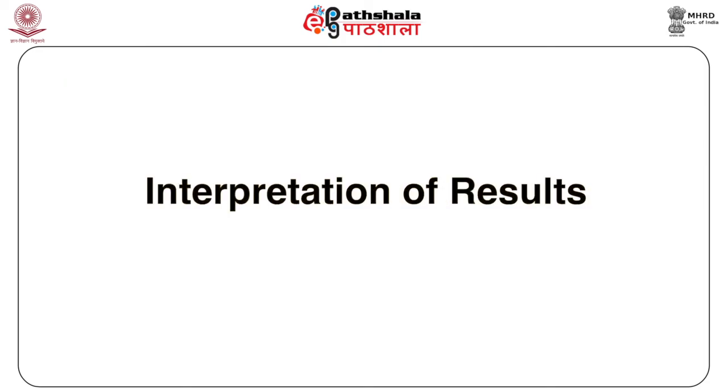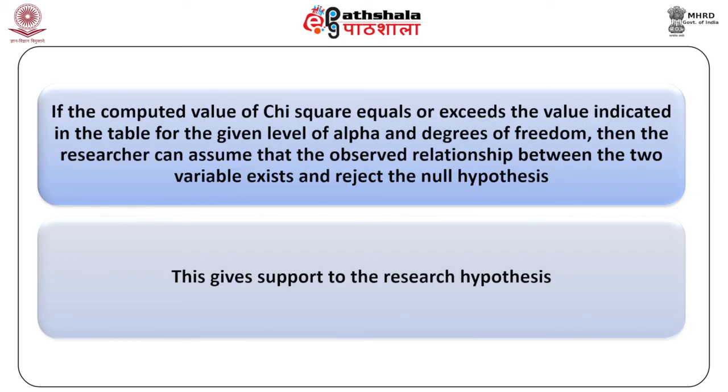Interpretation of the results. If the computed value of chi-square equals or exceeds the value indicated in the table for the given level of alpha and degrees of freedom, then the researcher can assume that the observed relationship between the two variables exists and reject the null hypothesis. This gives support to the research hypothesis.